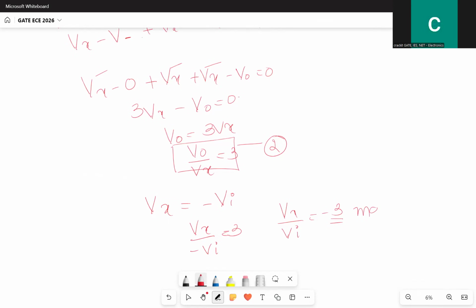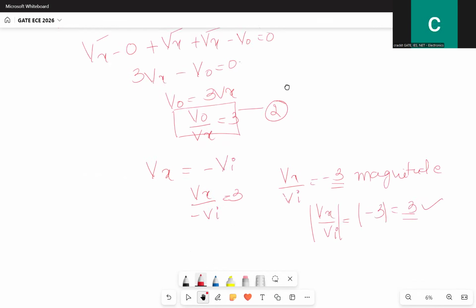As they are asking for the magnitude in the question, our V naught by Vi is minus 3, which is 3. This is the answer. This is the procedure to solve this question by knowing the virtual ground concept, zero input current and the T configuration.